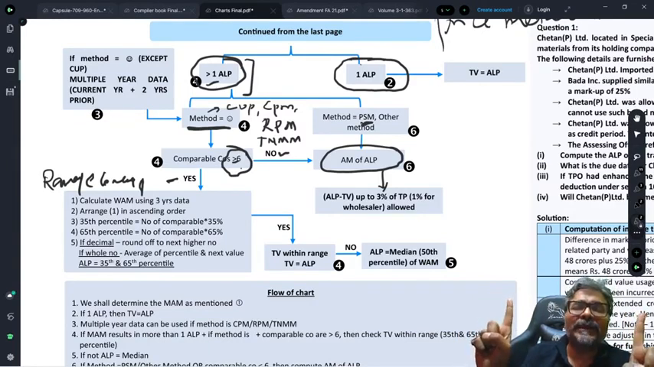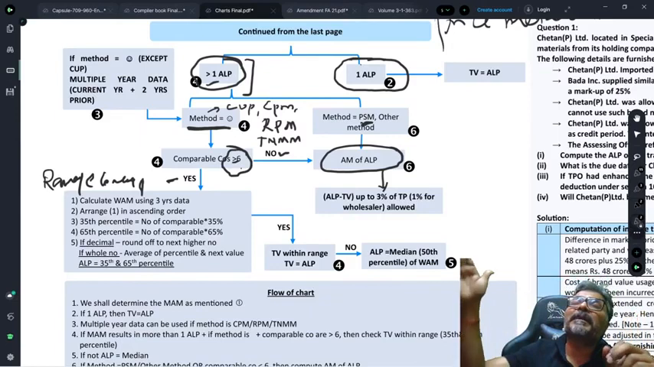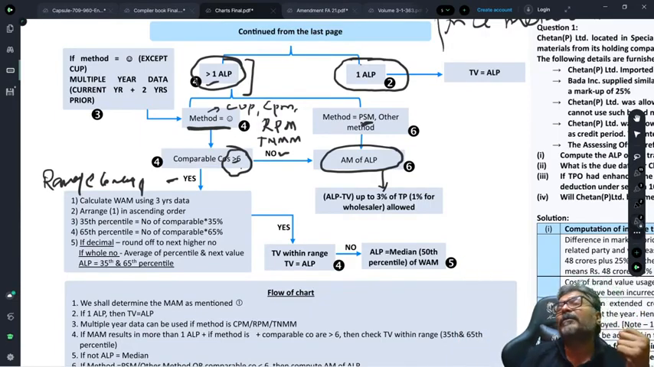And check whether your transfer price falls within this range or not. And if it doesn't fall within this range, then in that particular case, students, you will proceed to determine the ALP to be adopted for the purpose of the transfer pricing adjustment. For that purpose, students, you have to take 50% of the data set, meaning the 50% is the median. So 50% of the data set, in this example, it is 7. So 7, it comes to 3.5.